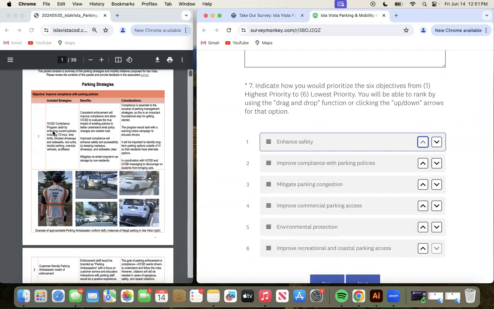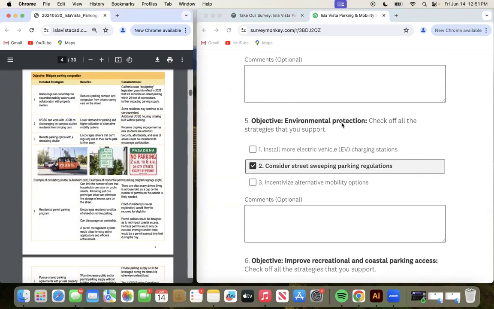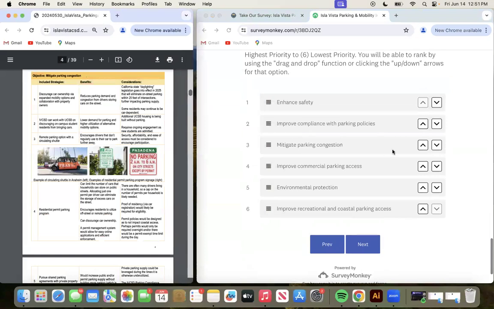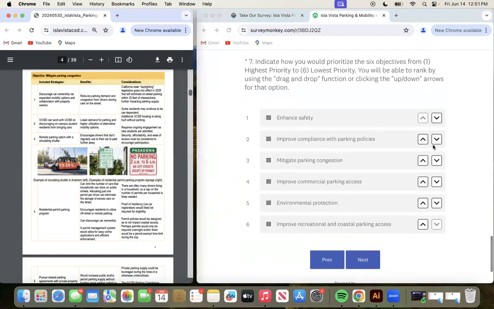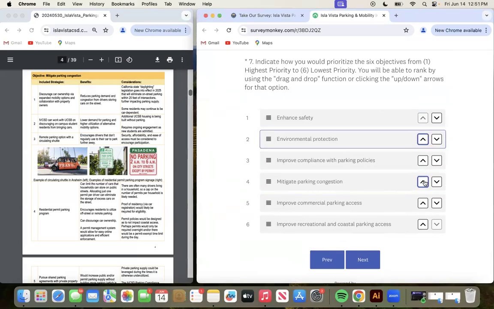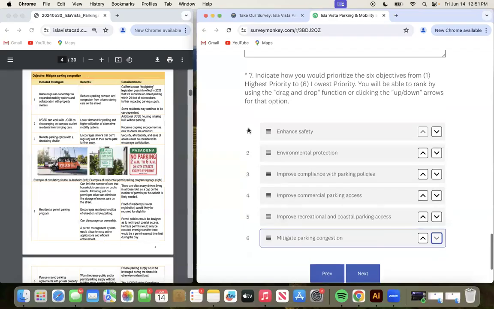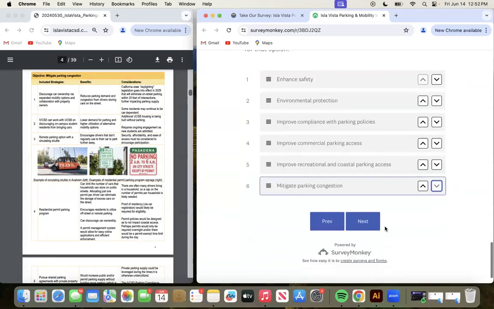So I think it's helpful to go back into the packet, review all the objectives, review what your thoughts were for each objective, and then go ahead and rank those in order of importance to you. So again, I am arbitrarily moving those around, but make sure that when you are ranking these, it reflects your opinions on what you'd like to see in Isla Vista. Okay, so once that section of the survey is all done, you'll be moving on to the next.